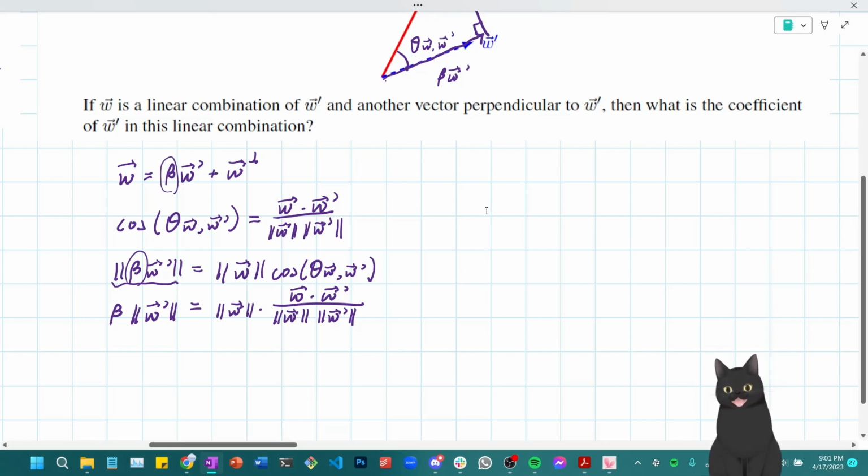So in this case, beta is equal to W dot W prime over the length of W prime, and I'm going to square it. So we got a value for beta here, using the law of cosine.